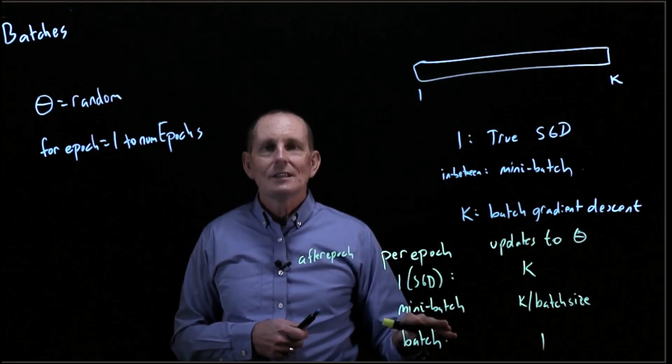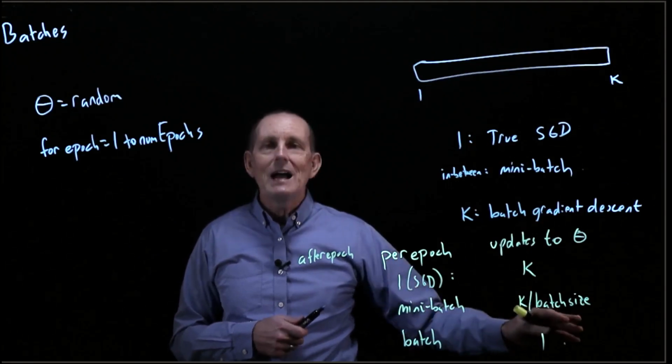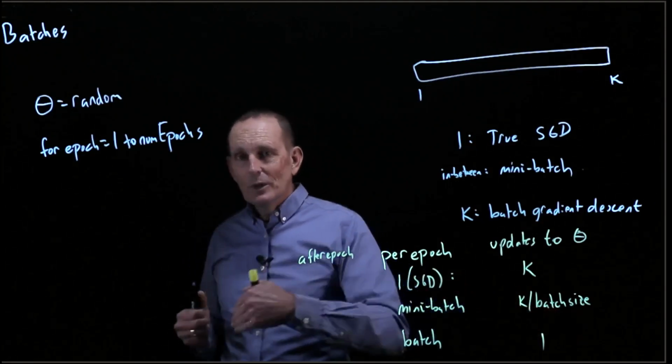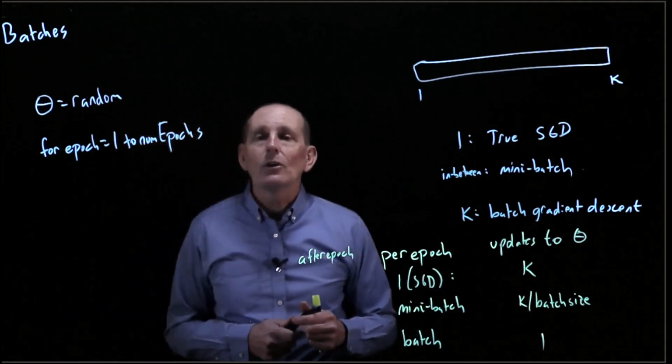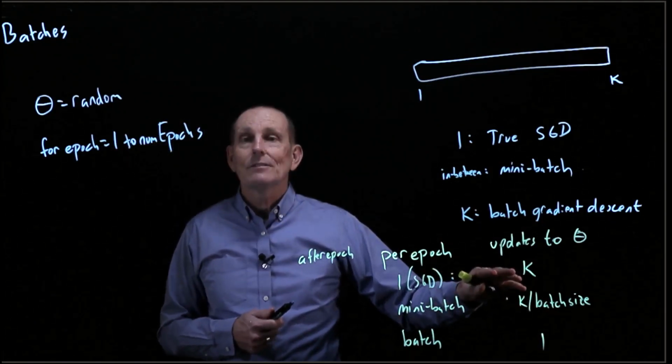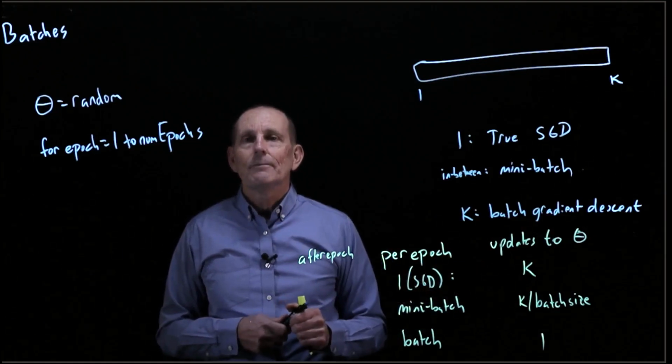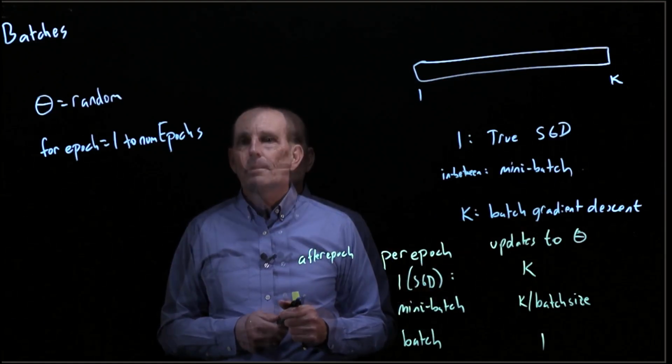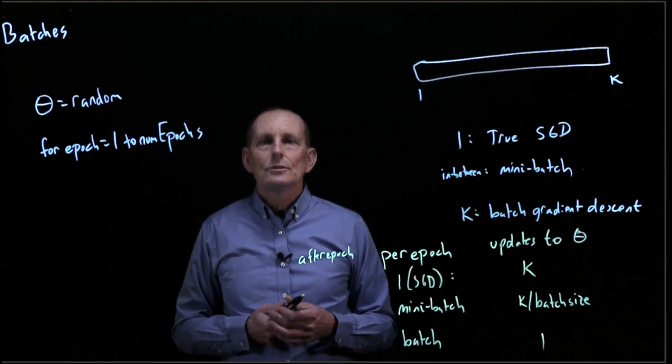Whereas in the mini batch case, we have made k over batch size updates to theta. So we have managed to make quite a change to theta. And in the SGD case, we've made a lot of changes to theta so that it can be farther along. So what size do we want to use?